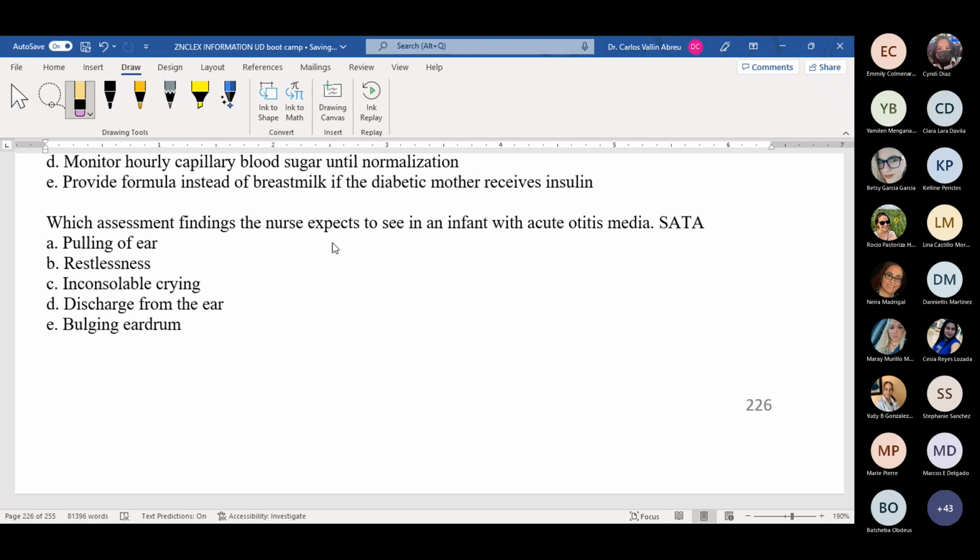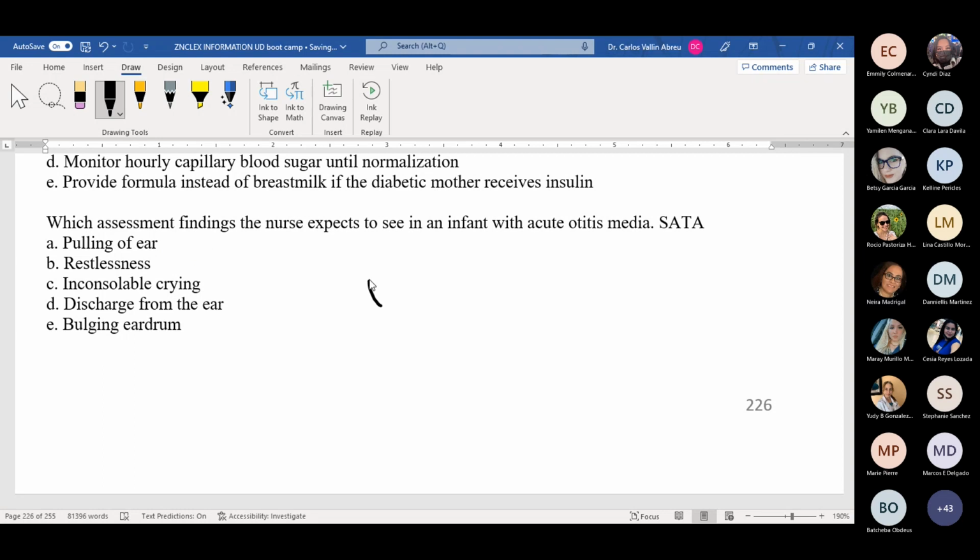Which assessment finding does the nurse expect to see in an infant with acute otitis media? Pulling of the ear. The child is pulling the ear if the infant is having acute otitis media. Who has read or heard about that?